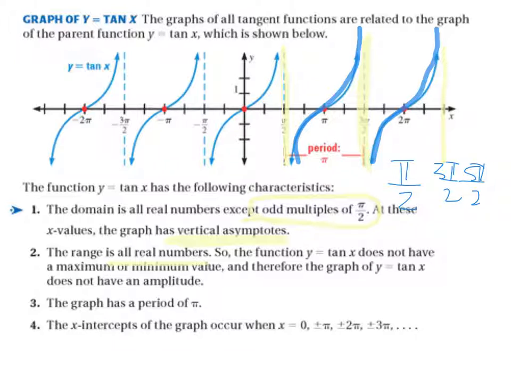So the function y equals tan x does not have a maximum or a minimum value. Therefore, the graph of y equals tan x does not have an amplitude because it goes forever in the y is infinity or y is negative infinity direction. The x-intercepts of the graph occur at x equals 0, plus or minus pi, plus or minus 2 pi, plus or minus 3 pi. Okay, so this is the parent function, y equals tan x.